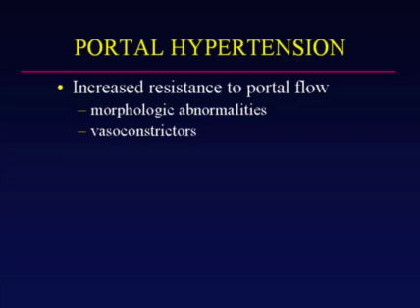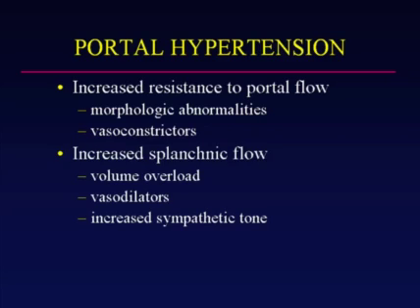Now, as you likely remember, flow to the liver, 75% of it comes from the portal vein, and about 25% of it only comes from the hepatic artery. And so when you get increased resistance to portal venous flow, this decreases the flow to the liver, and your body compensates trying to increase the flow. And the way the body does that is by increasing the splenic flow.